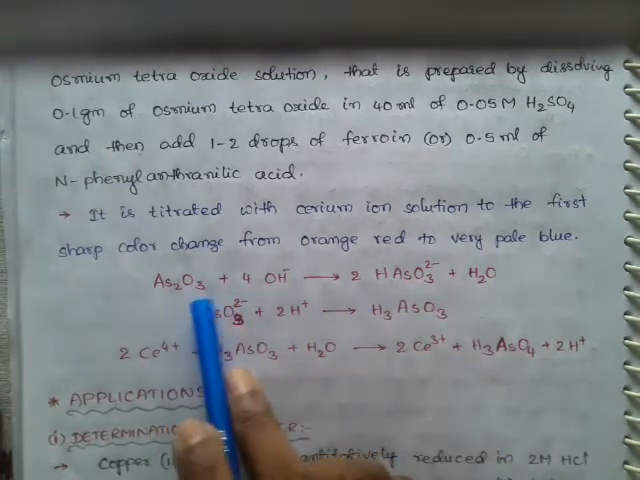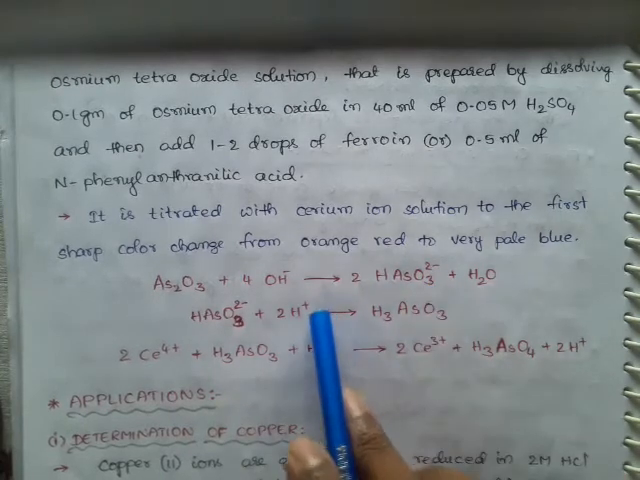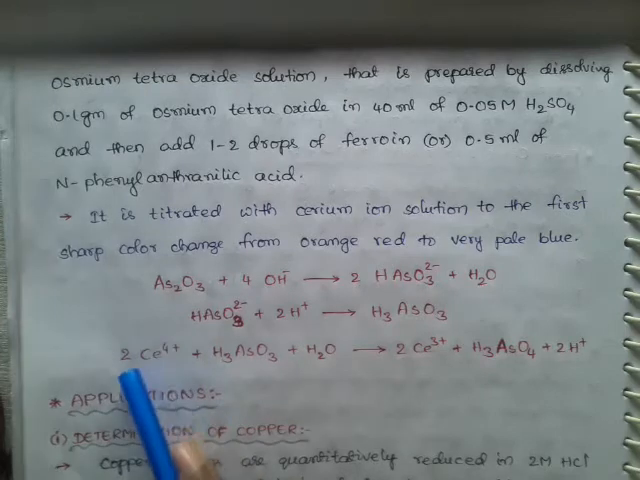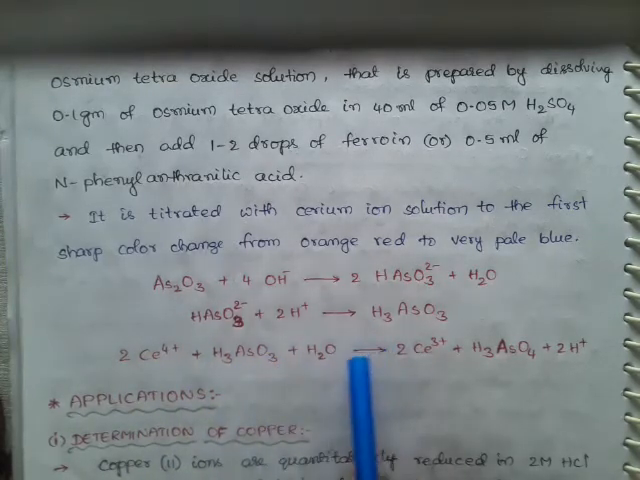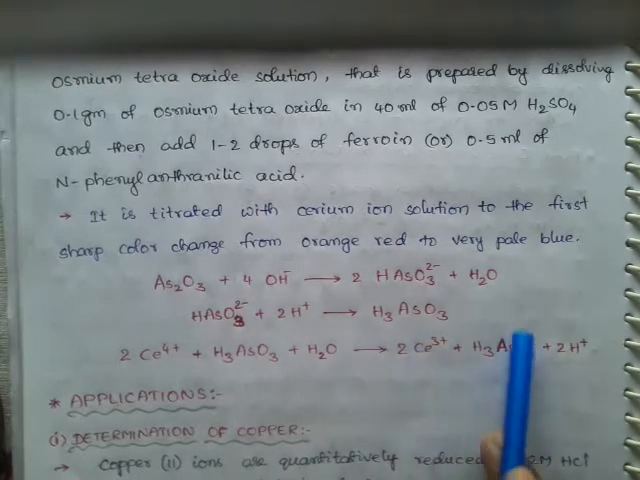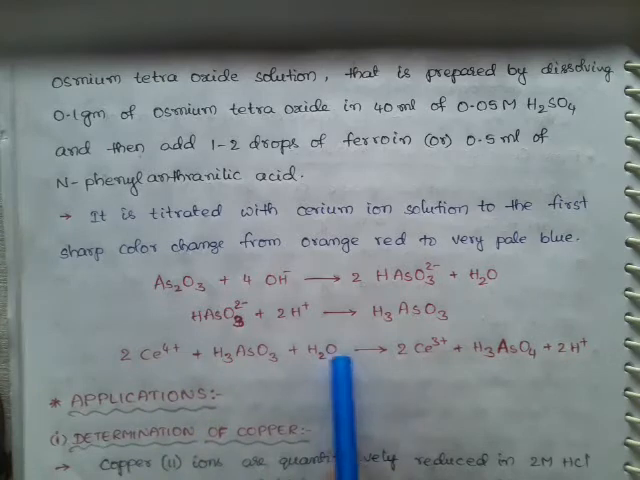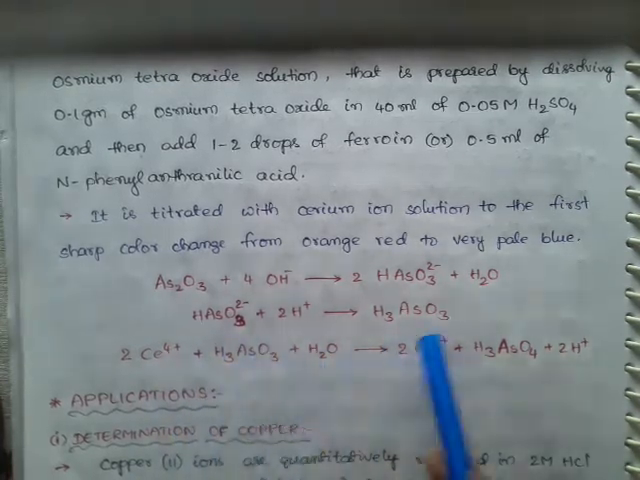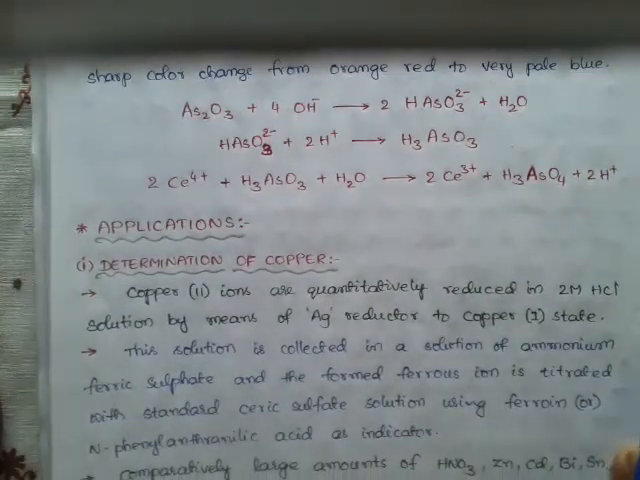For example, this arsenic oxide, in the presence of OH minus ions, can produce this one, and in the presence of acid, it can produce this one, and then cerium 4 will combine with this arsenic acid. Cerium 4 will be converted into cerium 3, and cerium 4 oxidizes this one to this one. Okay, right.